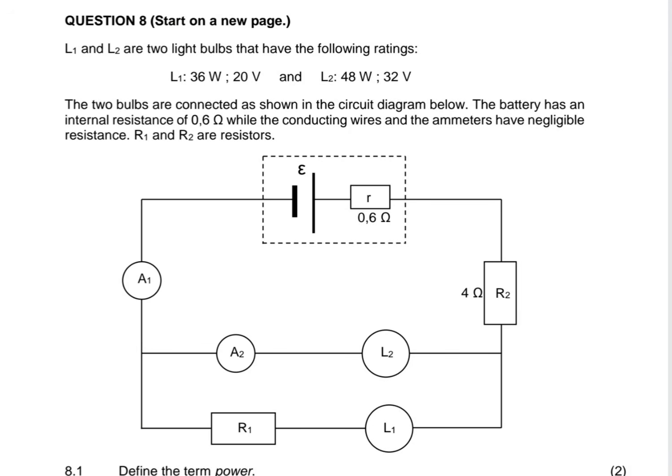Okay, now that we've done the simulation, let's get into the question. L1 and L2 are two light bulbs and have the following ratings. L1 is 36 watts with a voltage of 20, and L2 has 48 watts with a voltage of 32. The two bulbs are connected as shown in the circuit diagram. The battery has internal resistance of 0.6 ohms. While conducting, wires and the ammeters have negligible resistance. R1 and R2 are resistors.